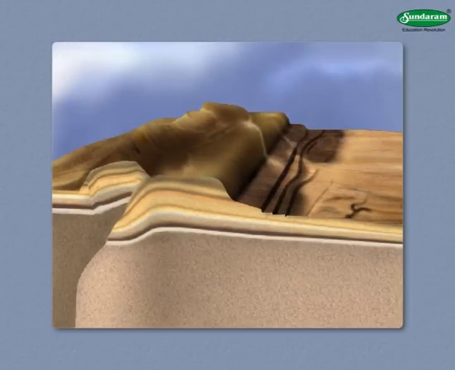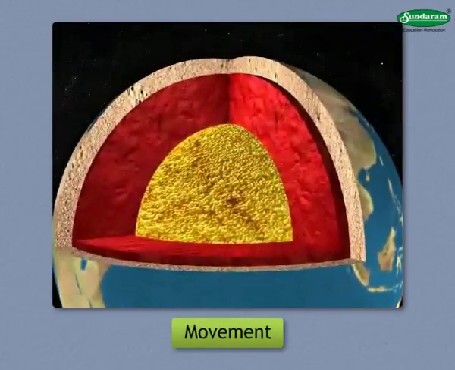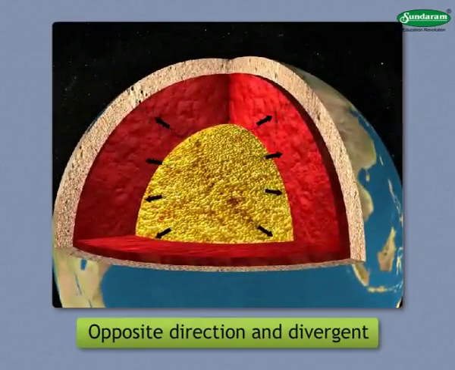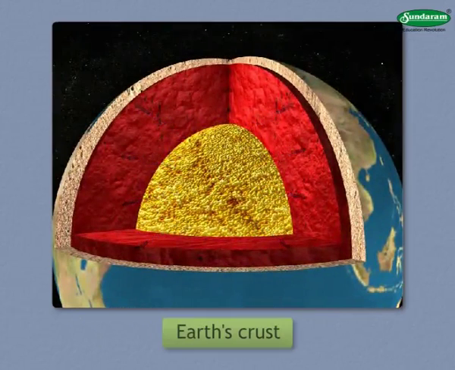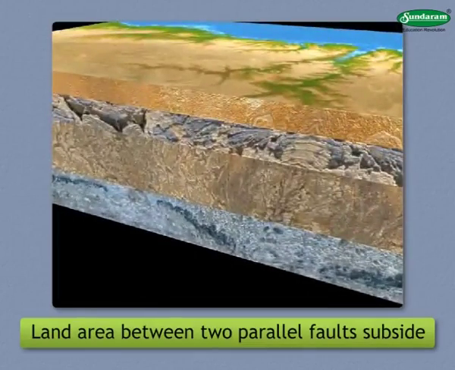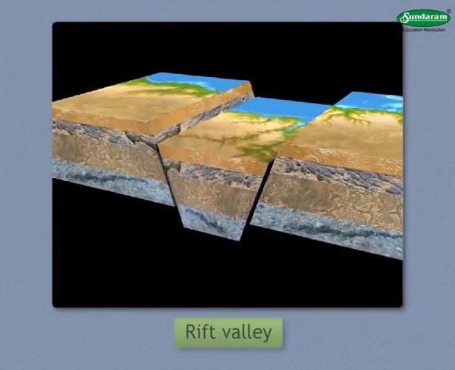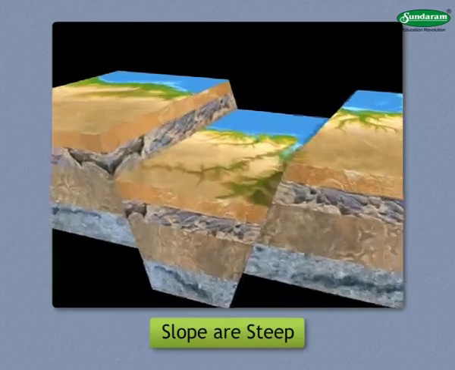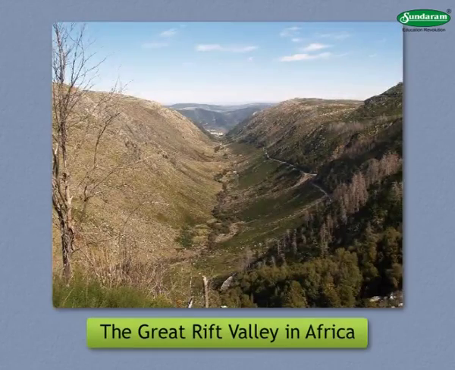Rift Valley. After learning about the formation of mountains, now let us see the formation of Rift Valley. When the movement in the interior of the Earth is in the opposite direction and divergent, it leads to tension in the Earth's crust. Sometimes, the land area between two parallel faults subsides. Such areas of subsidence are called rift valleys. The slopes of rift valleys are quite steep. For example, the Great Rift Valley in Africa.